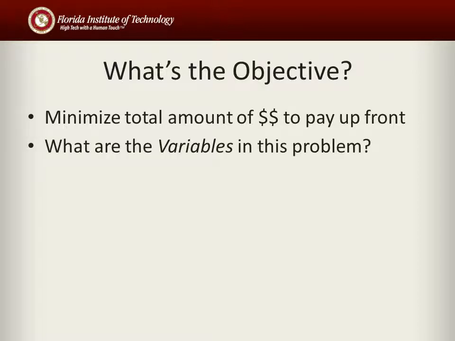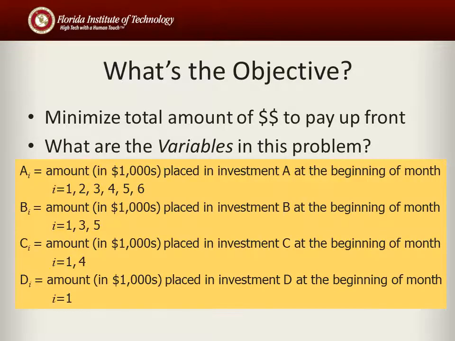Okay, so what are the variables in this problem? We have a series of variables. We're going to say A sub I equals the amount in thousands, to make it easier on us, placed in investment A at the beginning of month I, and I goes from 1 to 6, because you can invest in investment A in each of these periods. Now investment B, you can only invest in periods 1, 3, and 5.